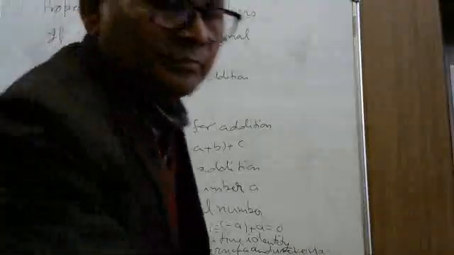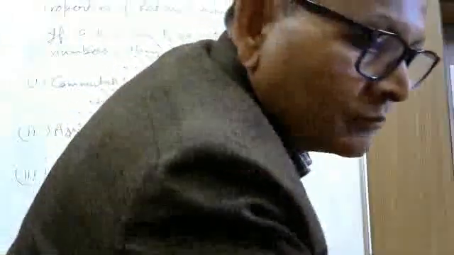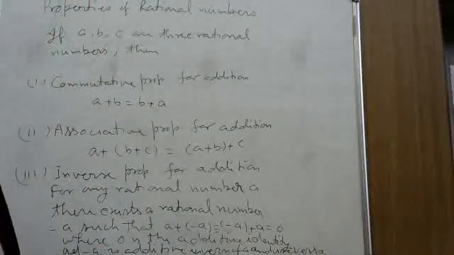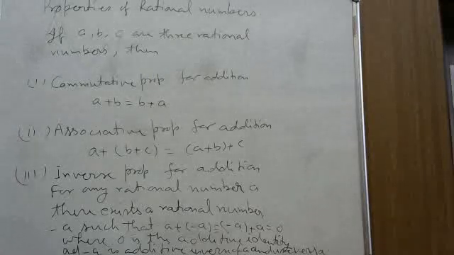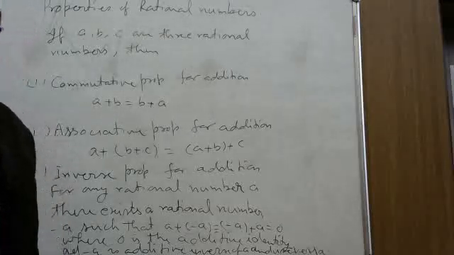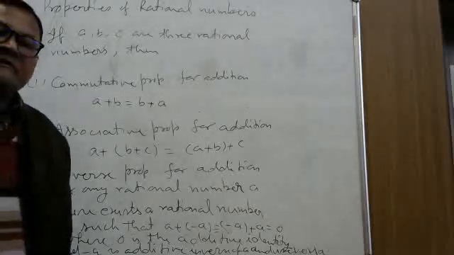Once again, I am repeating the properties. If A, B, C are three rational numbers, then commutative property for addition is A plus B equal to B plus A. Second, associative property for addition: A plus B plus C equal to A plus B plus C. Third, inverse property for addition. For any rational number A, there exists a rational number minus A such that A plus minus A equal to minus A plus A equal to 0, where 0 is the additive identity and minus A is the additive inverse of A and vice versa.